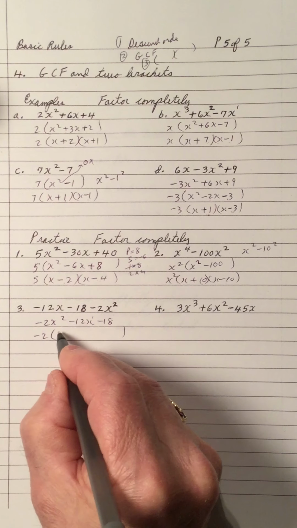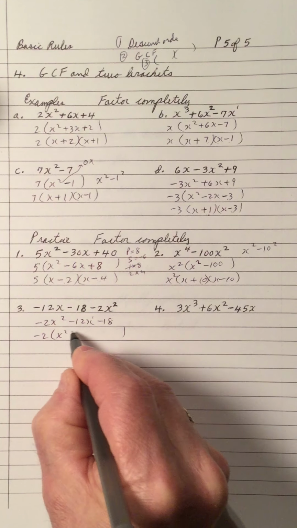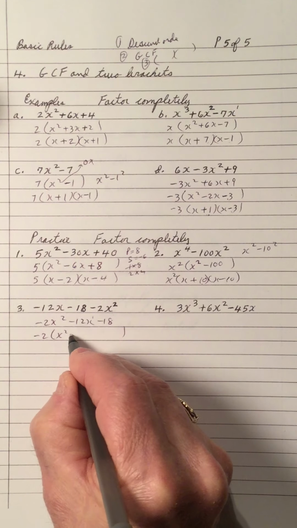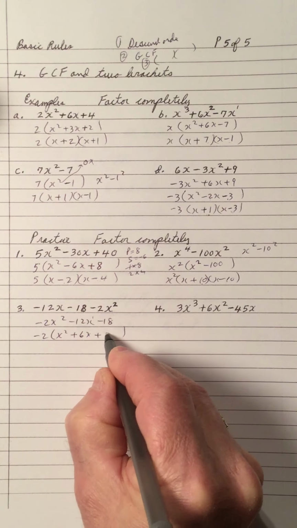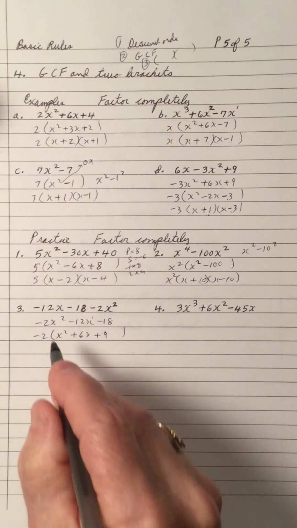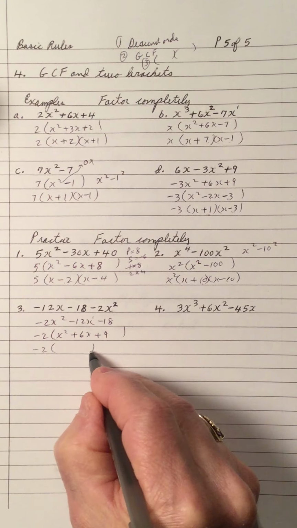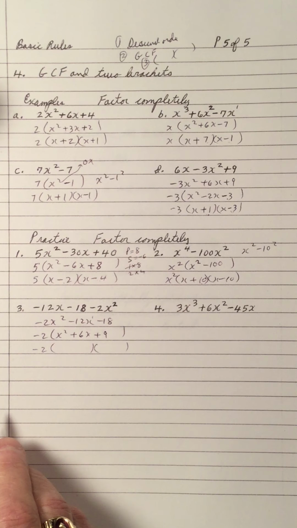Negative 2 into these two, into this one, is x squared. Negative 12x divided by negative 2 is plus 6x. Negative 18 divided by negative 2 is plus 9. And we see if we can go further.